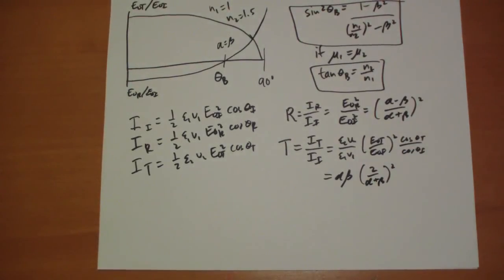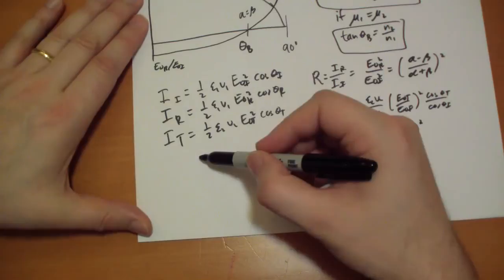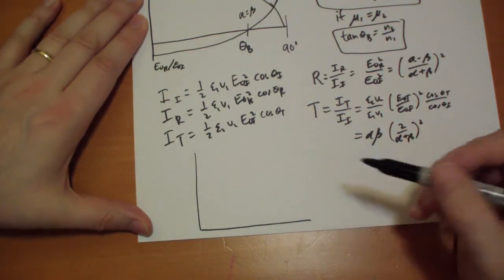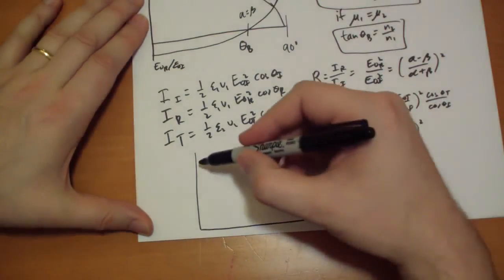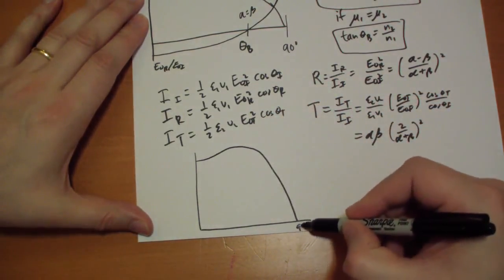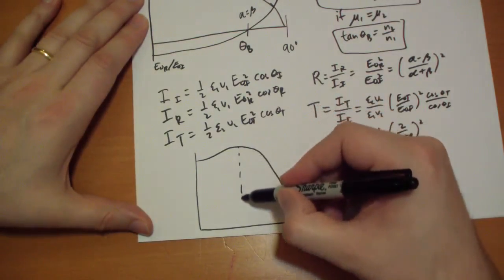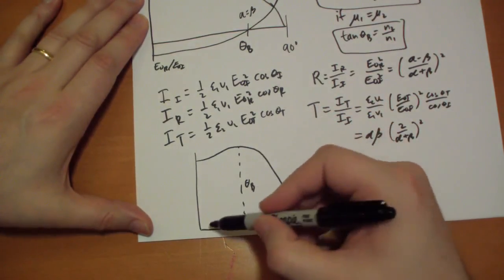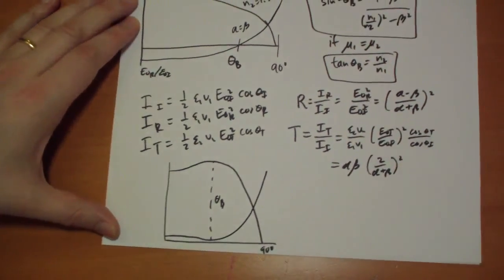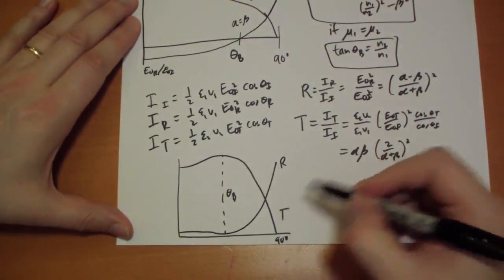Okay? And if you draw a graph, this is what the graph would look like. The transmitted would go up a little bit at Brewster's angle, then it'd go down to 0 at 90 degrees. This is at Brewster's angle. And this one would go up, and then go down, and it'd go all the way up to 1. Okay, this is reflection, this is transmission.